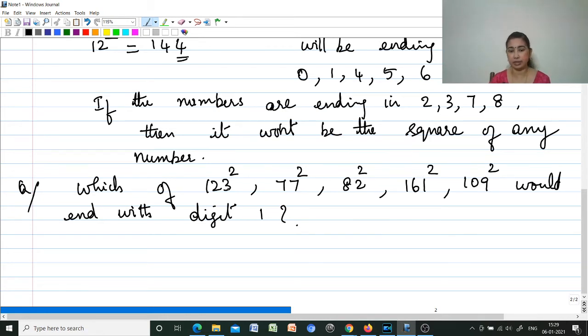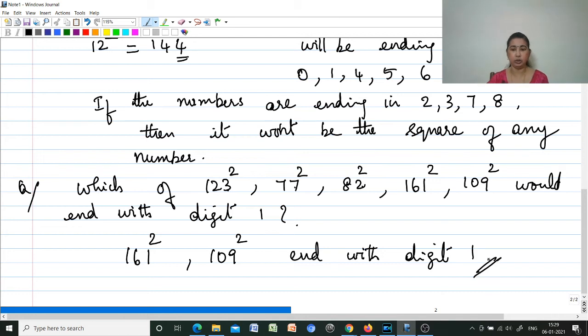Whereas for the other numbers, 3 square is 9 and 7 square is 49, so they end up with 9. 2 square means it will end up with 4. So 161 square and 109 square end with digit 1, because 9 into 9 is 81. No need of multiplying, we only have to check the last digits.